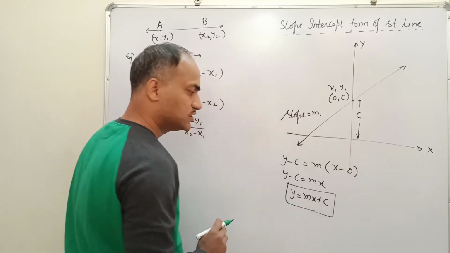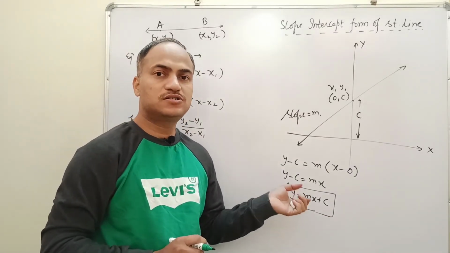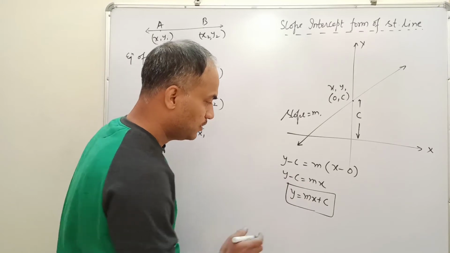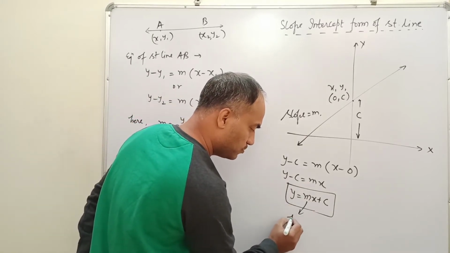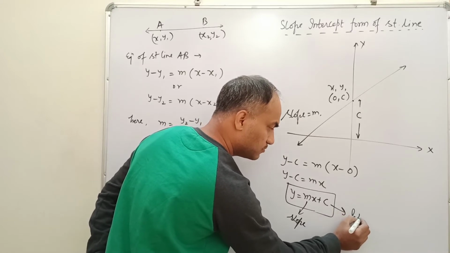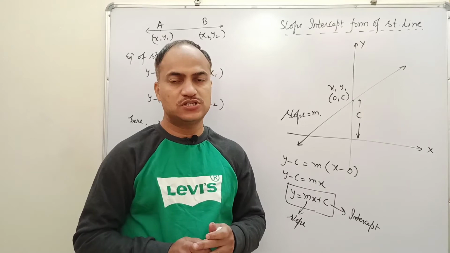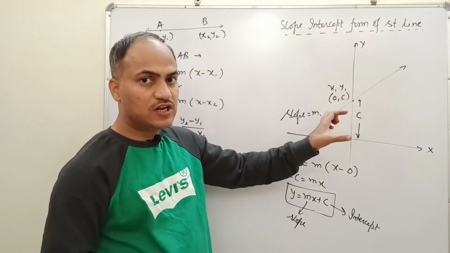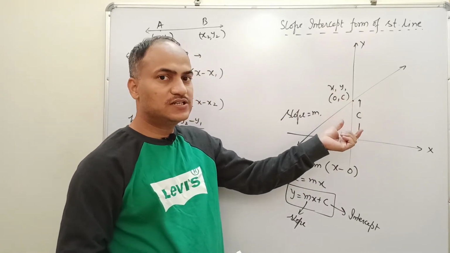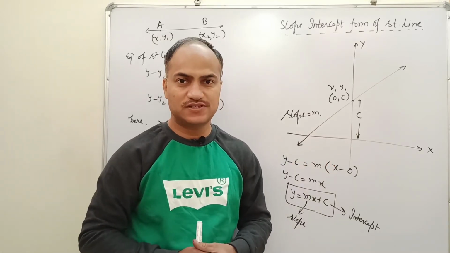This is a very important form of a straight line. This is called slope intercept form. Here m is slope and c is intercept on the y-axis. One more form of this equation is possible when this intercept, instead of the y-axis, is given on the x-axis. Let us see what happens in that case.